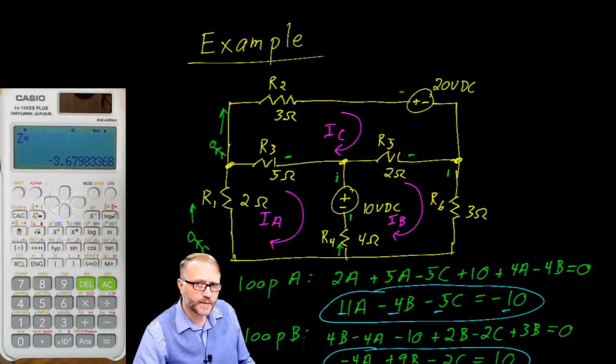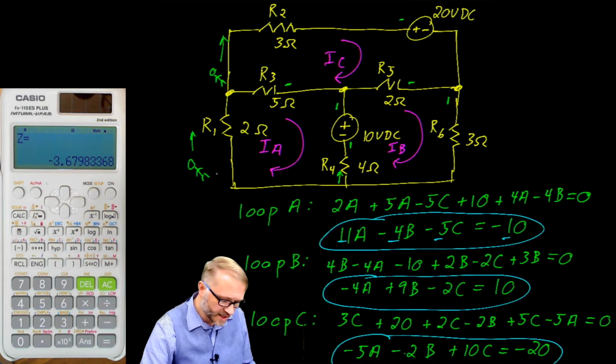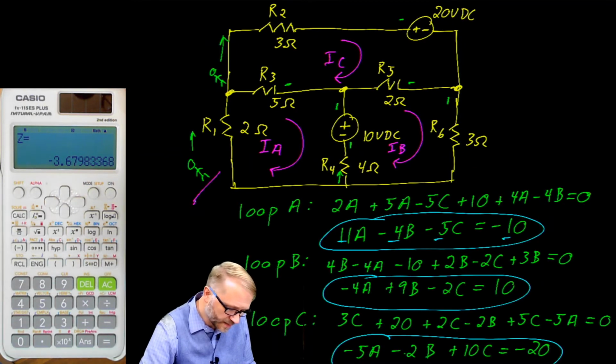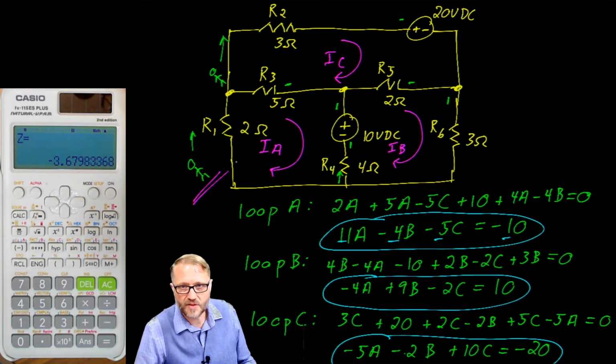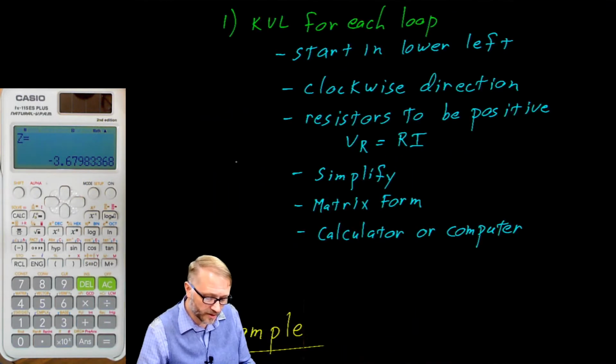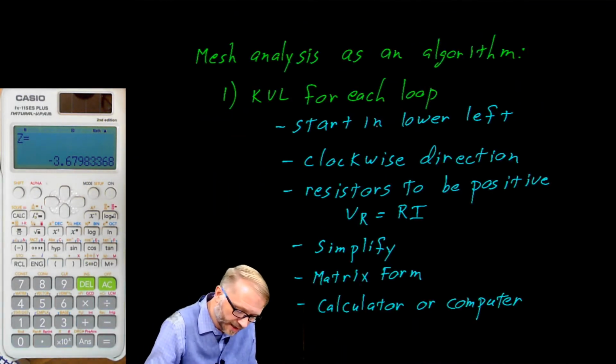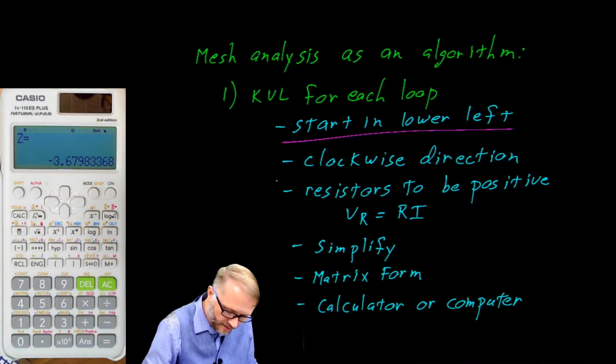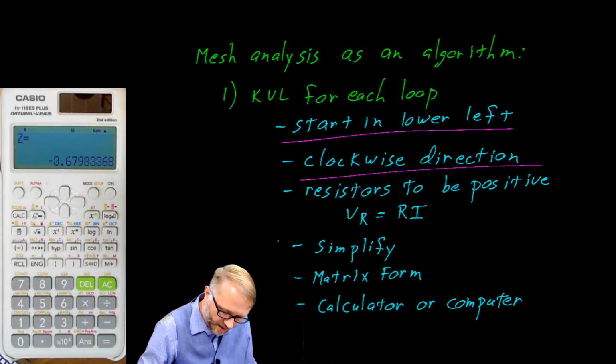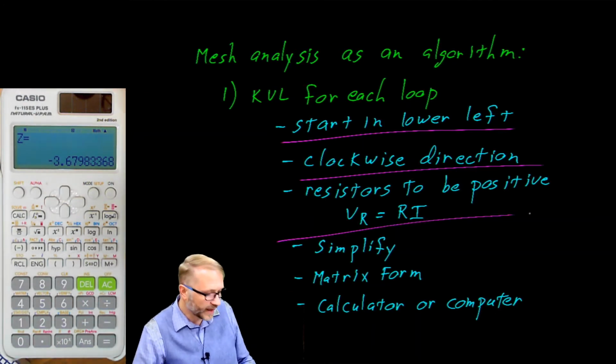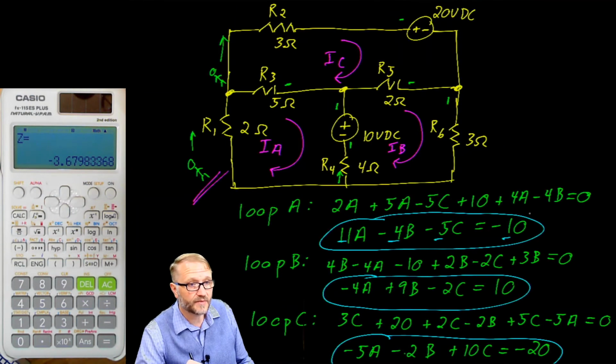Some folks will try to predict which way the current is going to be, but I would advise against that. And the reason I advise against it is because you want this to be a muscle memory operation. You don't have to think about it. Make it an algorithm where you're always starting in the lower left, always moving in a clockwise direction, always making these assumptions. And what will happen is the problems end up being solved very quickly, and you don't have to think when you're doing it.